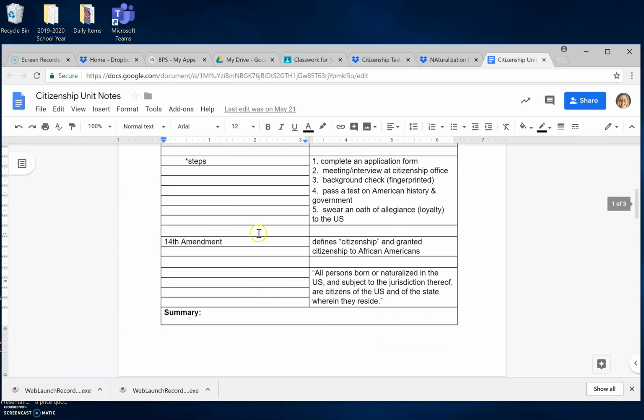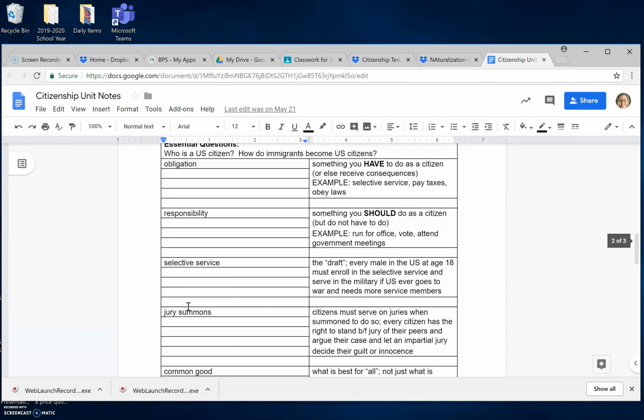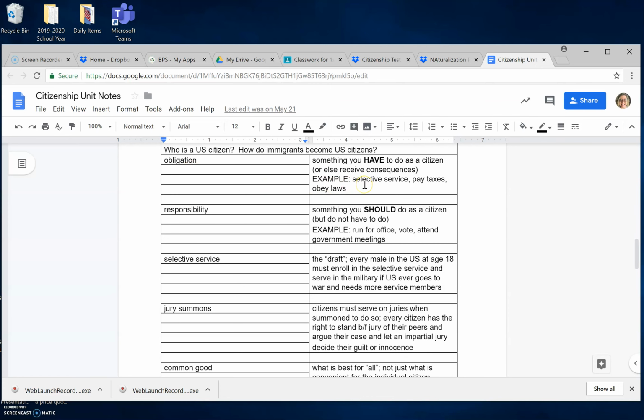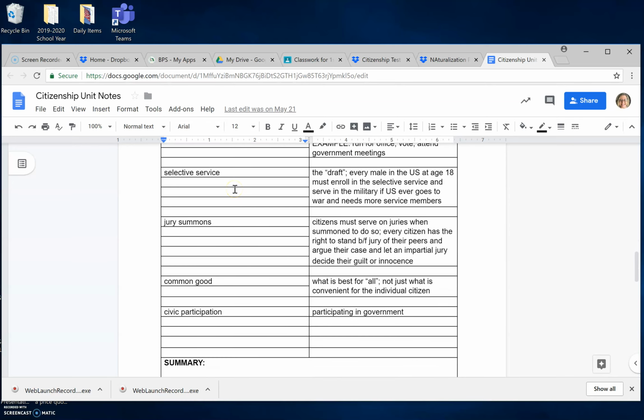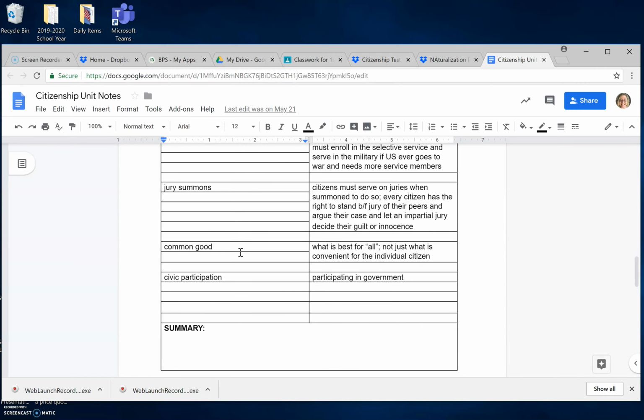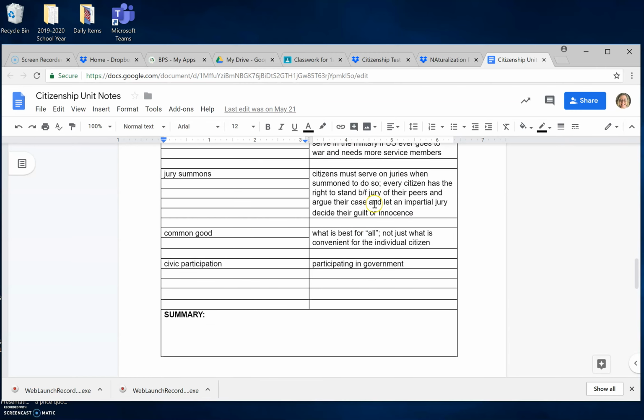The 14th Amendment we know is the Citizenship Amendment. It defines citizenship. We know obligation, things we have to do, responsibility, things we should do. And here are some examples here. What's selective service? That's right. When the government selects young men or boys to fight and defend the country. Jury summons, that's when you're given a jury summons and called to stand in a jury to judge a peer that is standing trial. Common good, what's best for all.